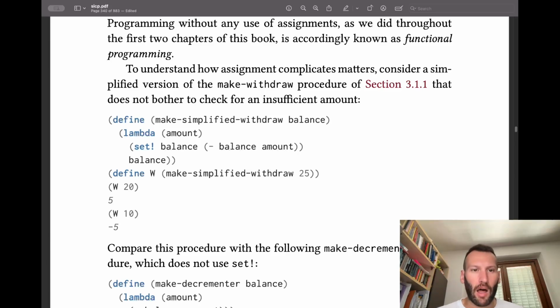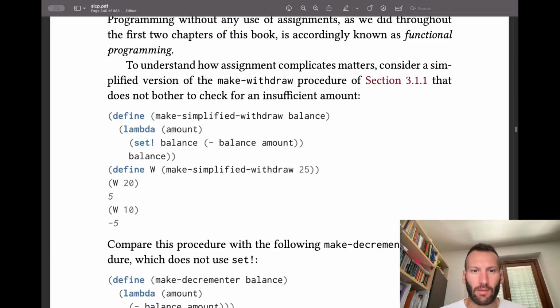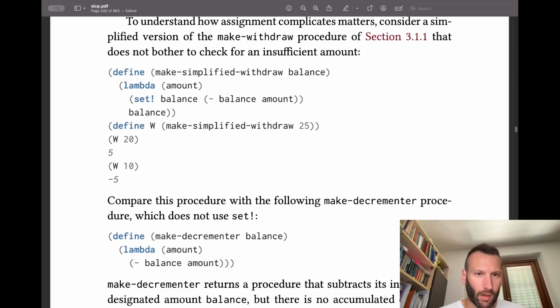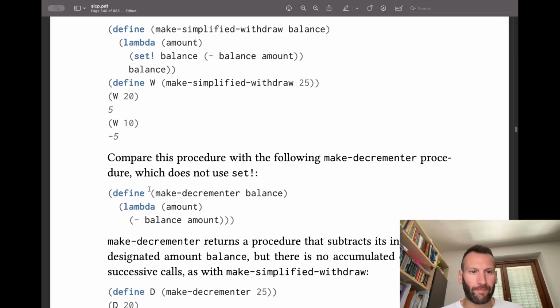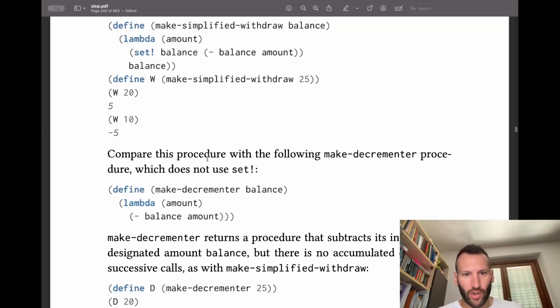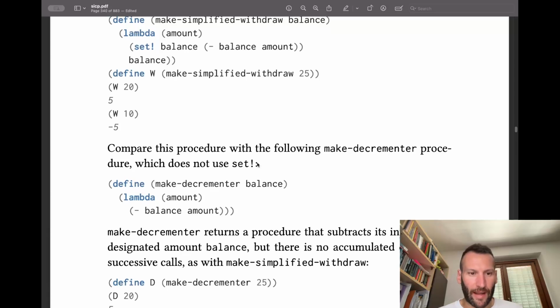that does not bother to check for an insufficient amount. Okay, and we see that instead of returning insufficient funds, it returns -5, which is of course wrong. And compare this procedure with the following make-decrementer procedure, which does not use set.